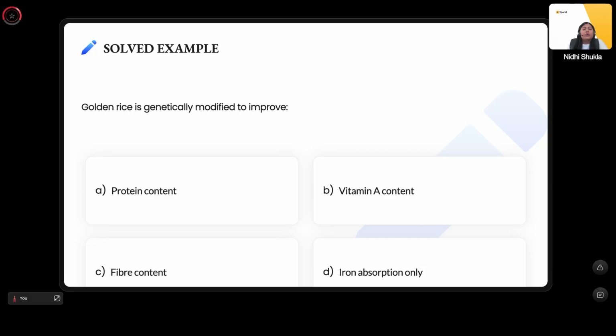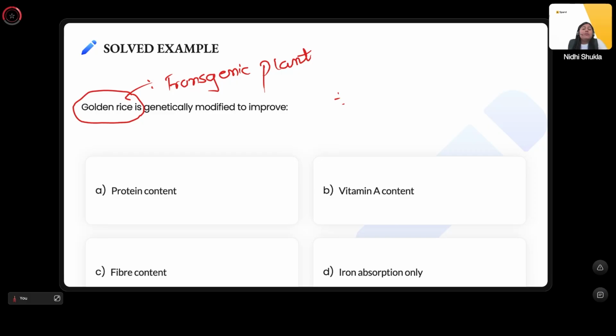Now, golden rice is genetically modified. As you know, children, golden rice is actually a transgenic plant. Golden rice was created artificially. Why was it created artificially? Now, why is it called golden rice, first of all? Because it has a slightly golden color, slightly yellow in color.